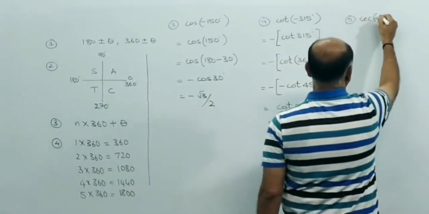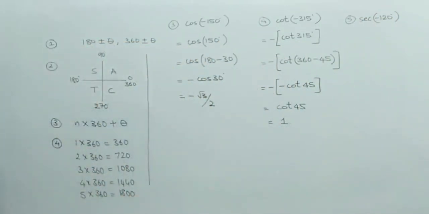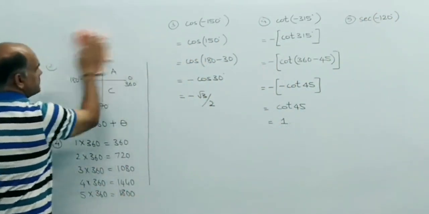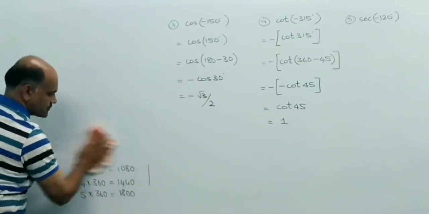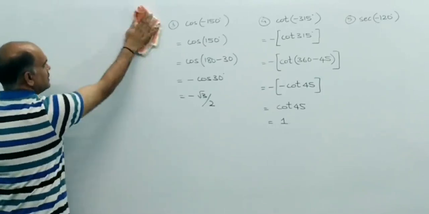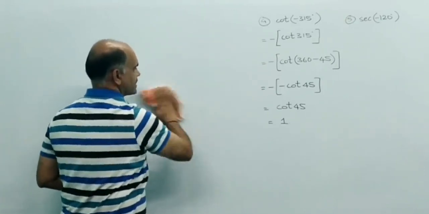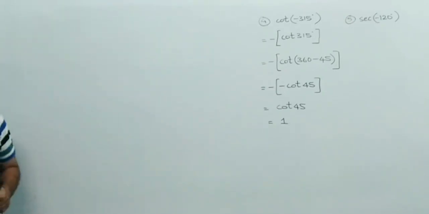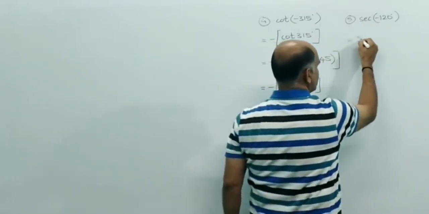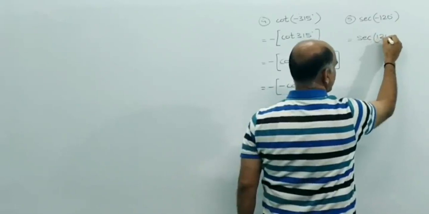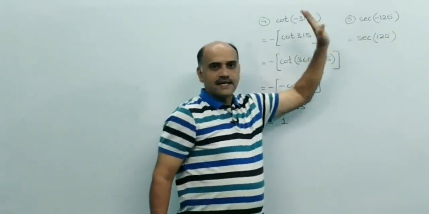Similarly, next you can try secant of minus 120. Now again check, students, whether the minus sign remains or goes. If it is cos or secant, the minus sign will go. So you can write it as secant 120. This minus sign goes. Only for cos and secant this minus sign will go.